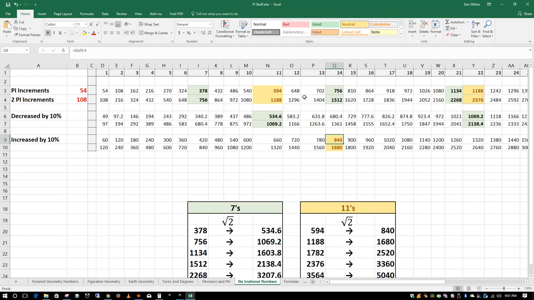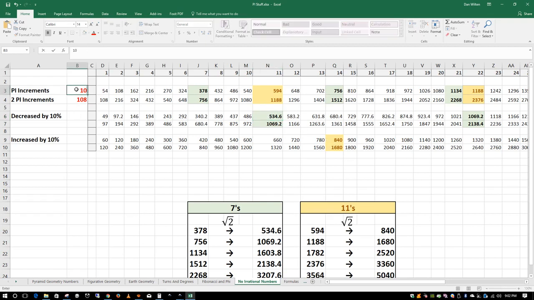So the square root of 2 value and the pi values, or the 7s and the 11s, kind of swap places. When you increase and decrease the set of numbers by 10%, you get the square root of 2. So if you want the square root of 2 for your 7, then you decrease all of your numbers by 10%. And then you take a look at the value that's the 11, and that is your square root of 2 value. You can see I've got them highlighted every time.